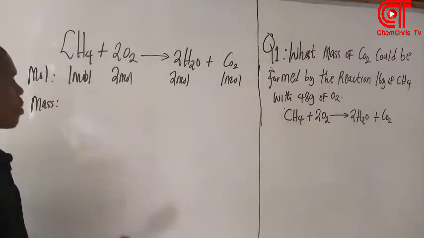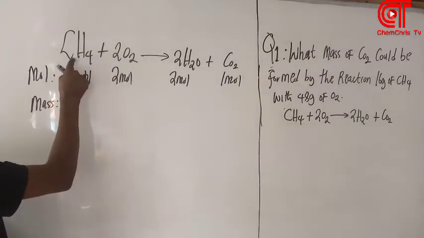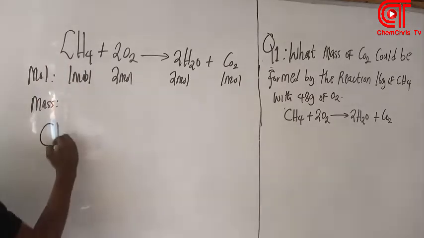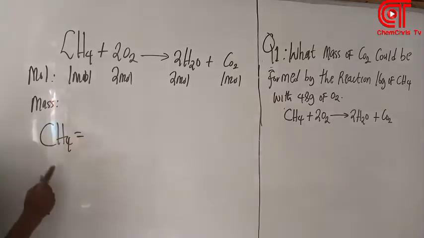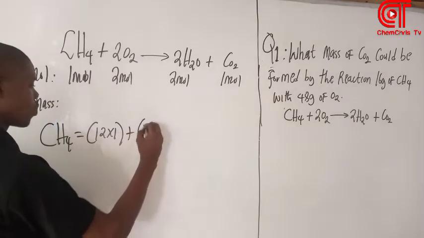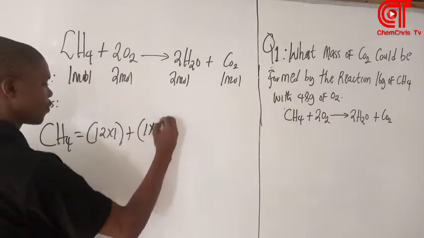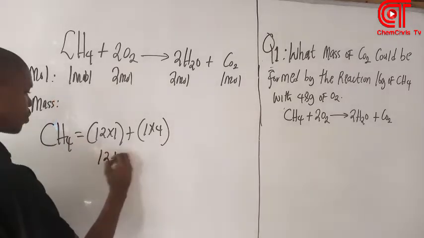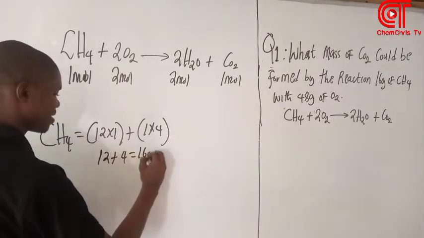The mass is very easy. Look at the molar mass of this one here and multiply by the number of moles. So here we have CH4. How do you get the molar mass of CH4? Remember, the atomic mass of carbon is 12, so 12 times 1 plus 1 times 4, because the atomic mass of hydrogen is 1. So it is going to be 12 plus 4, which is 16 gram per mole.